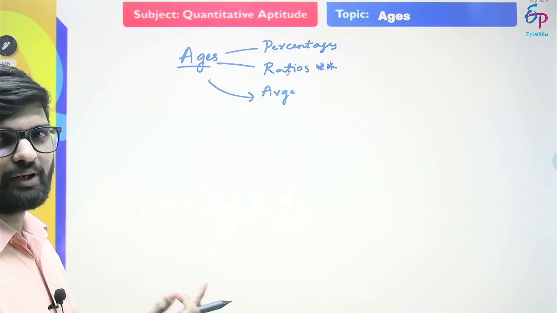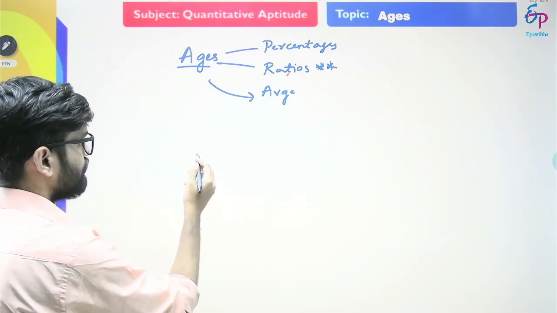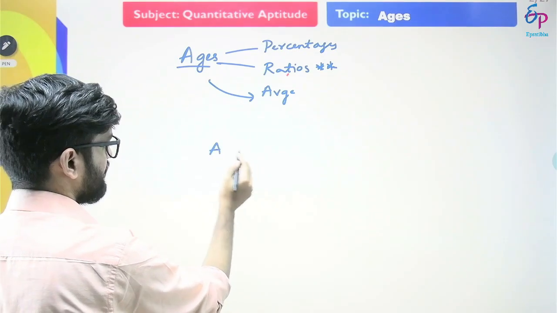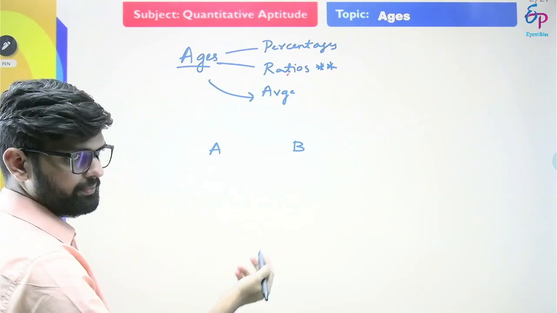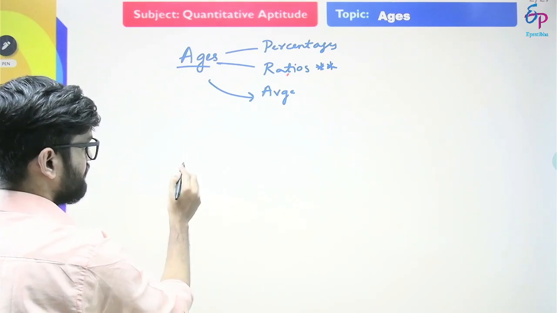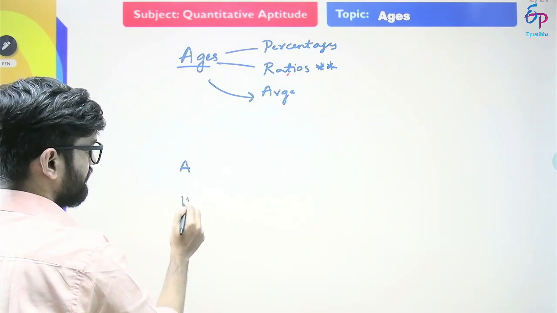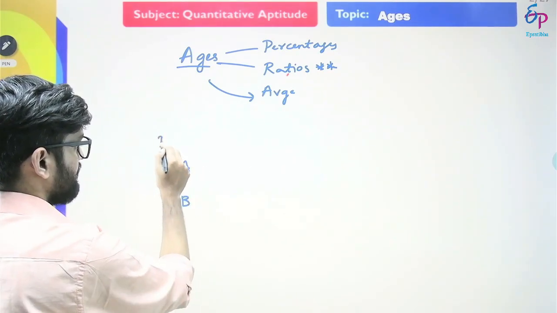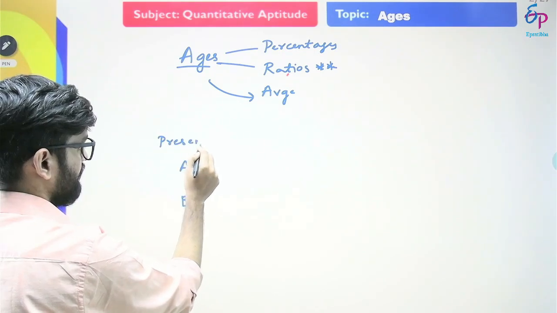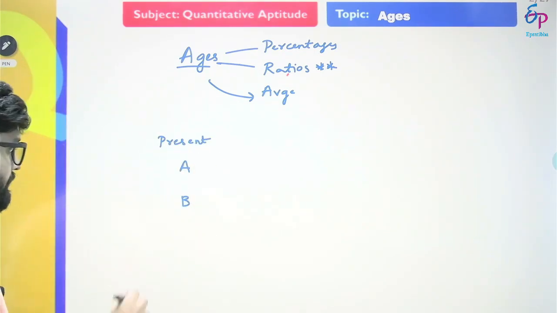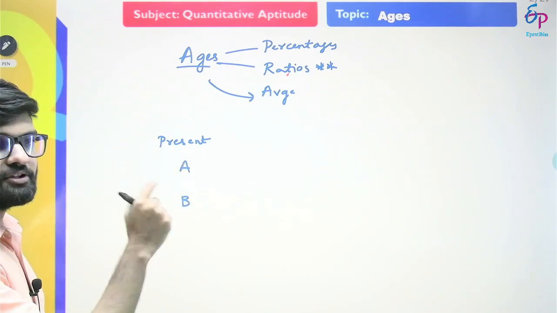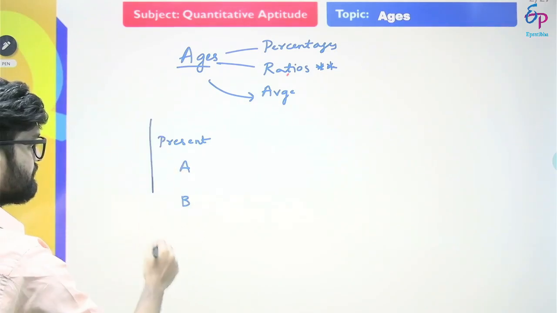Let's see one by one. First of all, there are two persons, named A and B. There are three types, right? Let me take them in linear order. A and B. The present age of A is A and the present age of B is B. So this is the present.